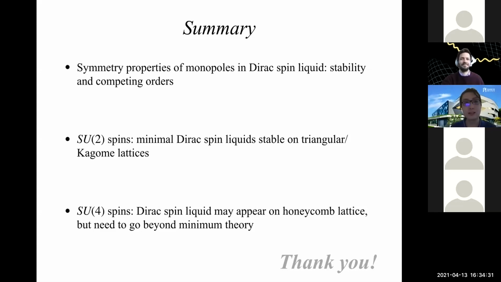So what I want to emphasize is that symmetry properties of monopoles in Dirac spin liquid give you a rich story: stability of Dirac spin liquid and various competing orders. And for SU2 spins, the minimal Dirac spin liquid states are stable on triangular or possibly kagome lattices. But for SU4 spin, more work definitely has to be done. The minimal theory doesn't seem to suffice. So that's my talk, and thank you.